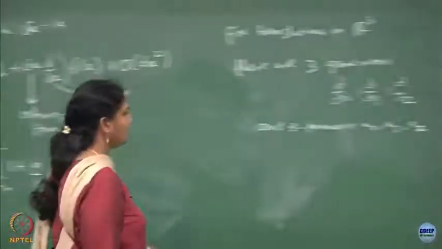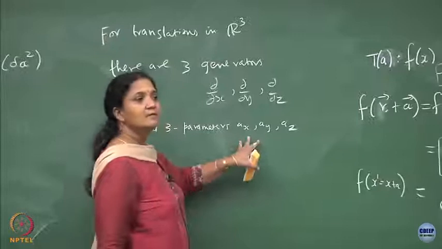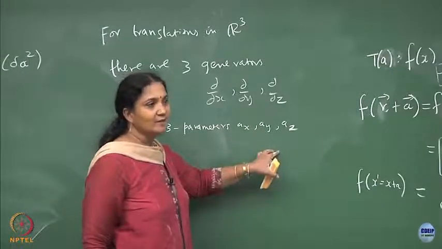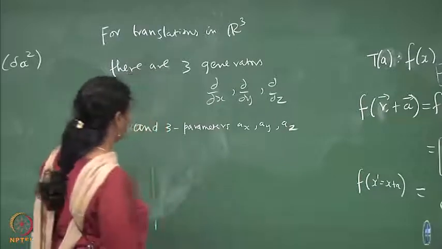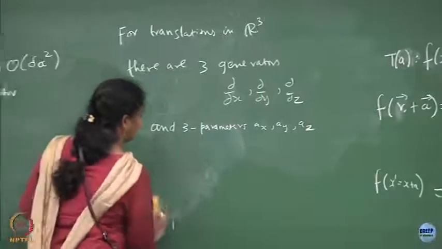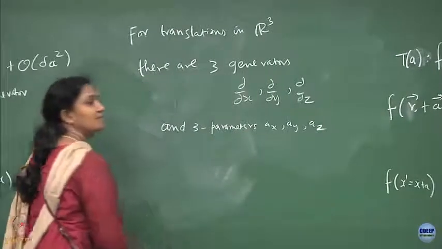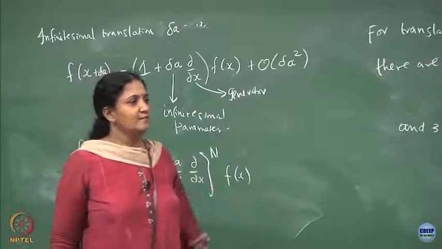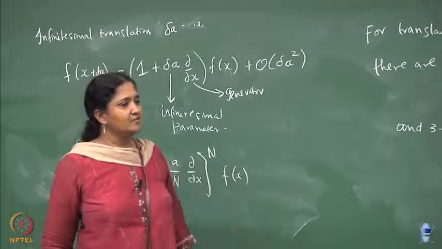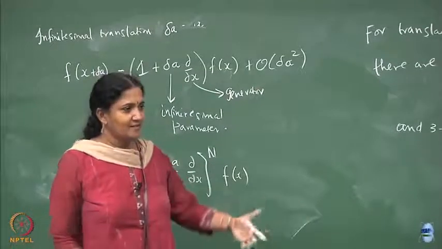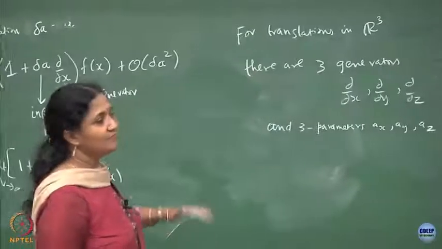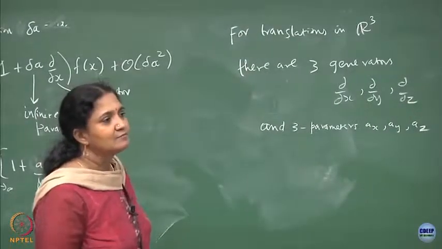And you also have this parameter having values between minus infinity to plus infinity, right. So, in some sense the parameter space has no bound. It is a complete 3-dimensional space with no boundary, like it is unbounded. Okay. So, this is the observation for translations.